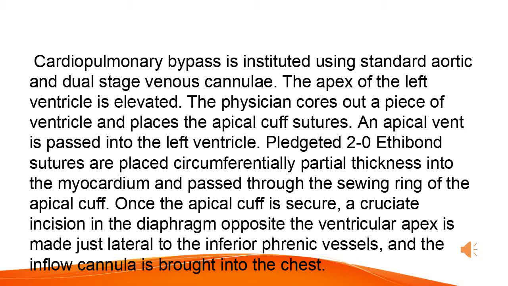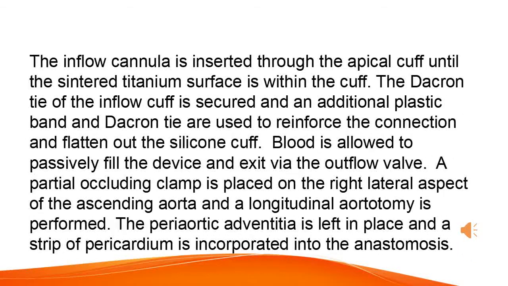Cardiopulmonary bypass is instituted using standard aortic and dual-stage venous cannulae. The inflow cannula is inserted through the apical cuff until the sintered titanium surface is within the cuff. The Dacron tie of the inflow cuff is secured and an additional plastic band and Dacron tie are used to reinforce the connection and flatten out the silicone cuff. Blood is allowed to passively fill the device and exit via the outflow valve.